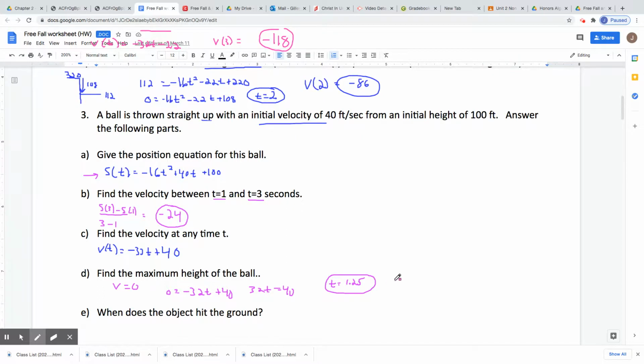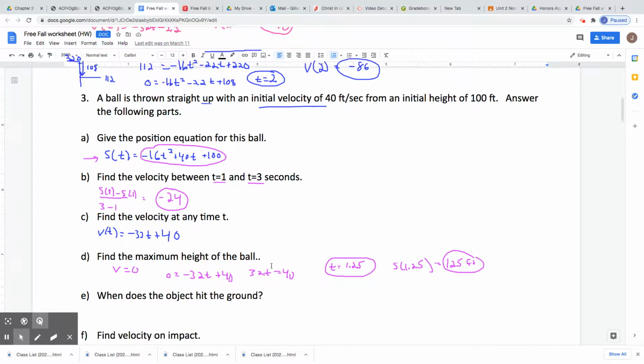So to get the actual maximum height, you could then plug 1.25 into the position equation, and that gives you 125 feet. Now, you could also graph this equation in your calculator, and if you find the vertex, the x coordinate you would notice to be 1.25, your y would be 125. The x is the time it reaches the maximum height. The y is your maximum height. I don't care which one you use.